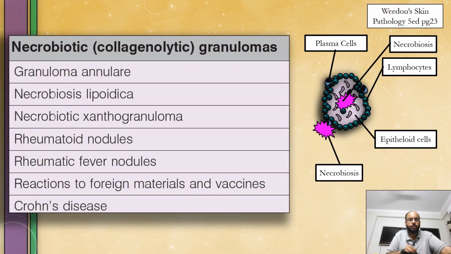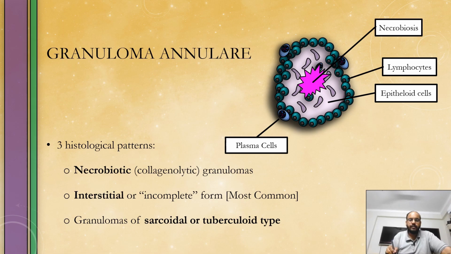So collagenolytic granulomas are seen in disorders like granuloma annulare, necrobiosis lipoidica, necrobiotic xanthogranuloma, rheumatoid nodules, rheumatic fever nodules, reaction to foreign materials and vaccines, and in Crohn's disease too. Okay. Now remember I said that necrobiosis can also be seen outside granulomas. It's not that every granuloma will have a center of necrobiosis or every necrobiosis will have a granuloma around it. It can be seen outside granulomas also. So we'll just look at a slide of granuloma annulare.